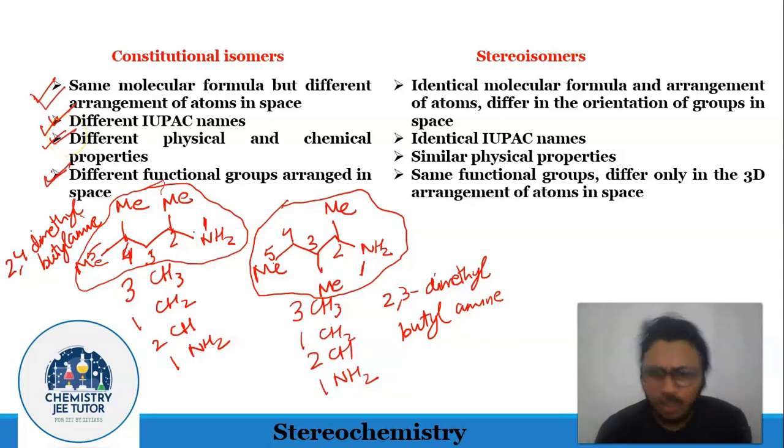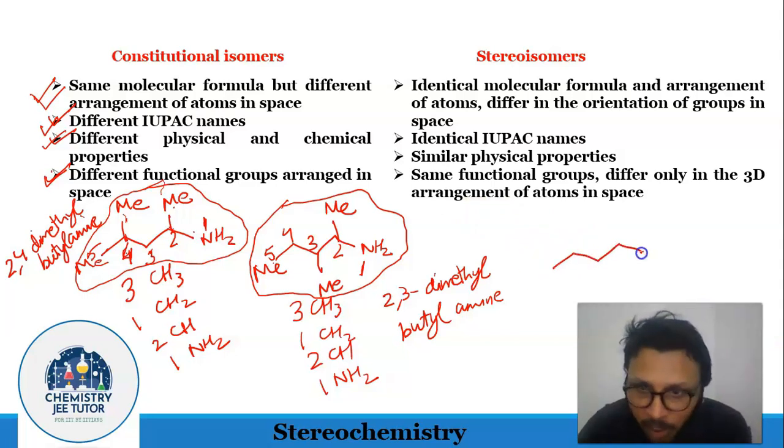We have talked about constitutional isomers where the molecular formula is the same, but the arrangement of atoms in space is different, like this. See, the arrangement of atoms in space is different. We have methyl at the 2 position, methyl at the 4 position. In this case, we have a methyl at the 2 position and a methyl at 3 position. Now, what are stereoisomers then? It is the same molecular formula, but different orientation of groups in space. So let us see the same example just for clarity of constitutional and stereoisomers.